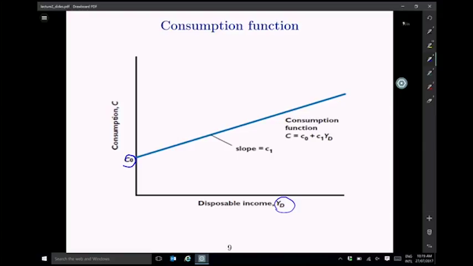And the slope is given by this marginal propensity to consume, C1. It's between 0 and 1. So that's a typical consumption function. It's linear. It has a positive slope and a positive intercept.